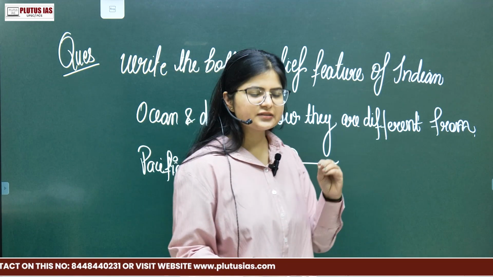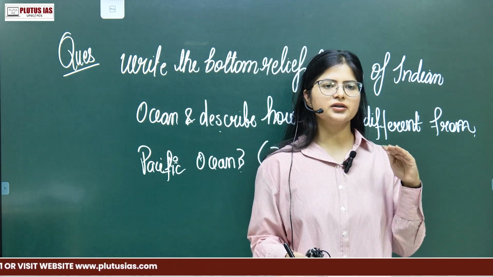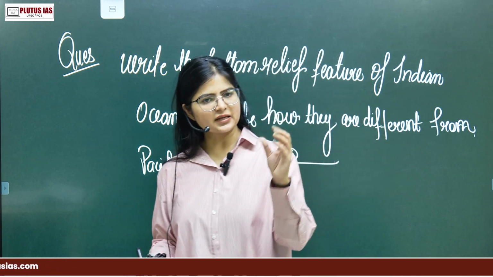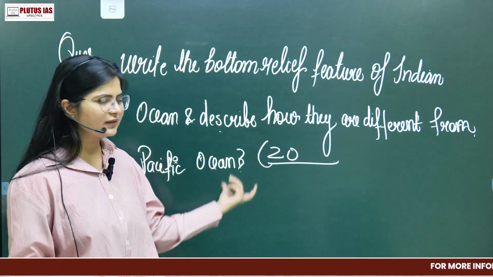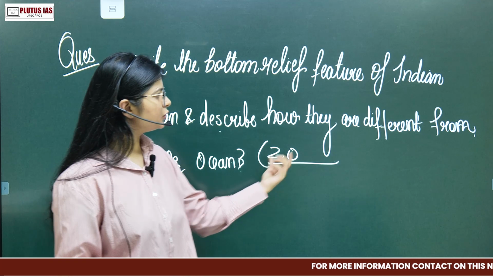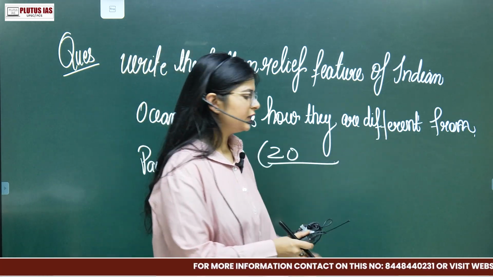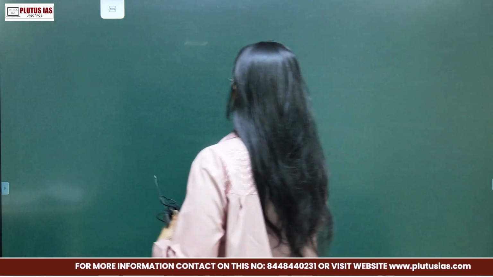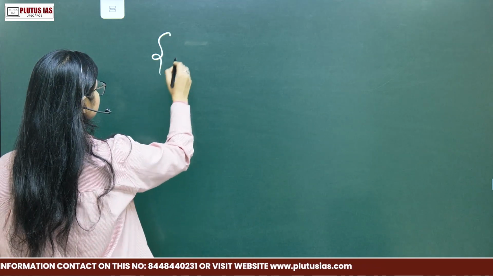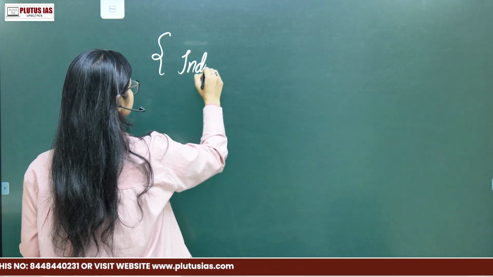First, describe all the important ridges, for example, the mid-oceanic ridge. You have to describe all the factors here, okay? And then you will be describing the Pacific Ocean. Now, what should your content be? How should the content be defined? First, you have to write about the Indian Ocean.